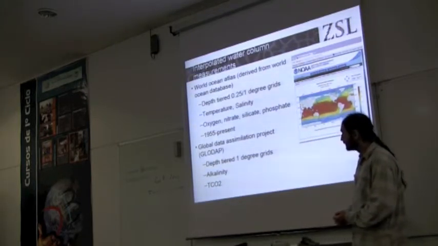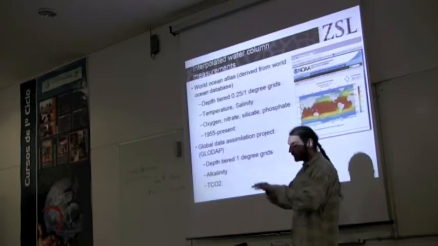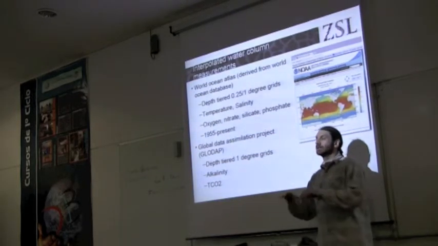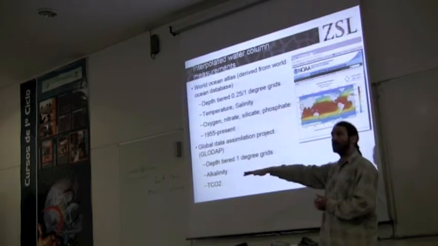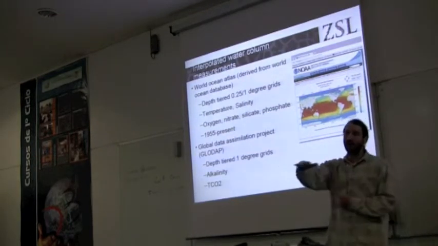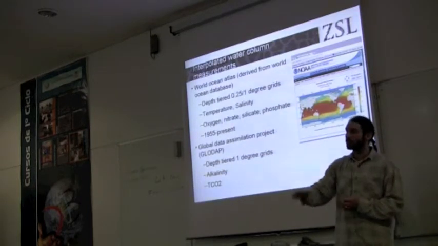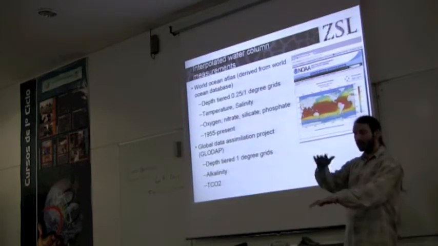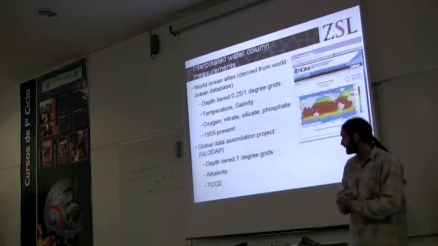And the World Ocean Atlas takes these data and interpolates between them to produce a series of depth tiered layers. So we've got a grid at the surface, we've got a grid at 10 metres down, and at different depth levels. So we've got a set of gridded data for these sort of data sets.